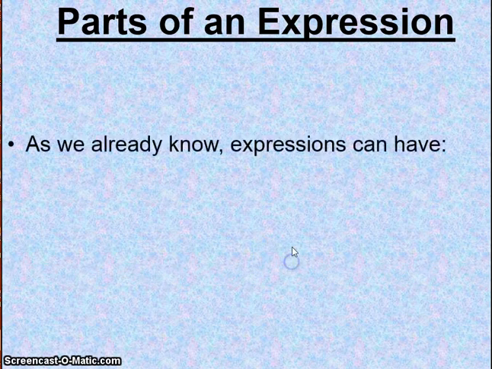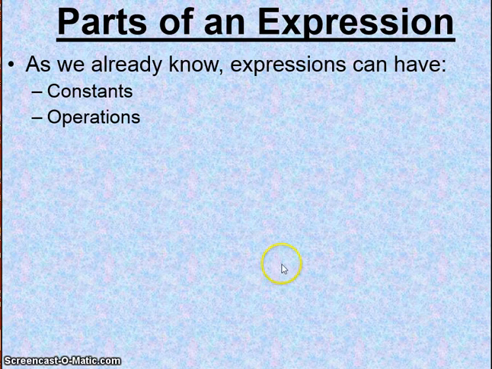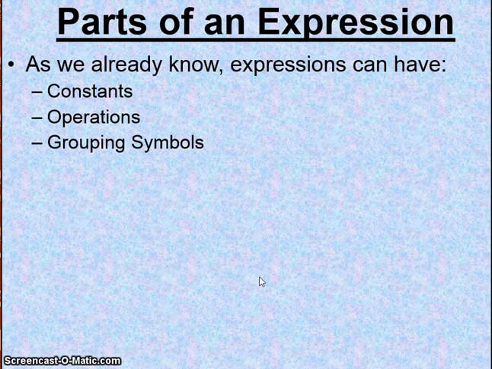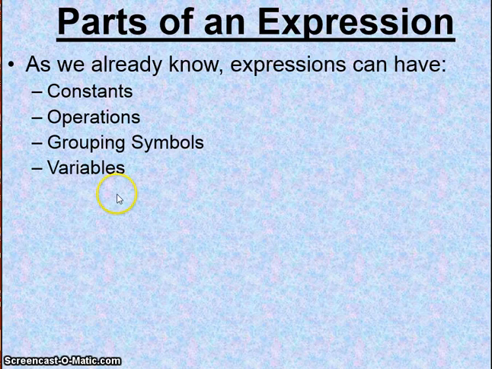Now, to understand how to combine like terms within an expression, you have to understand the parts of an expression, which you learned in Lesson 1. Remember, we already know that expressions have constants, which are numbers, and operations, which signal what we're going to be doing with the constants. They can have grouping symbols like parentheses, square roots, absolute values, fraction bars, brackets, braces, and they can also contain variables. All of ours will contain variables today because we're talking about simplifying algebraic expressions.